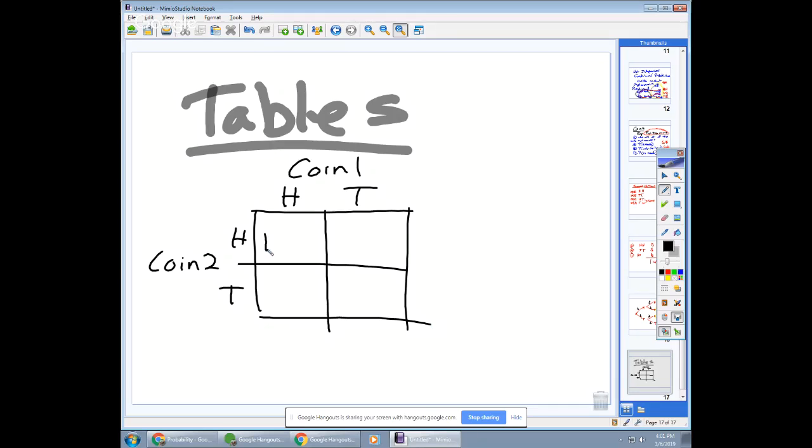So coin 1 could be a head. Coin 2 is a head in that cell. Over in this upper right cell, coin 1 is a tail. Coin 2 is a head. Lower left, coin 1 is a head. Coin 2 is a tail. And lower right, coin 1 is a tail. Coin 2 is a tail.